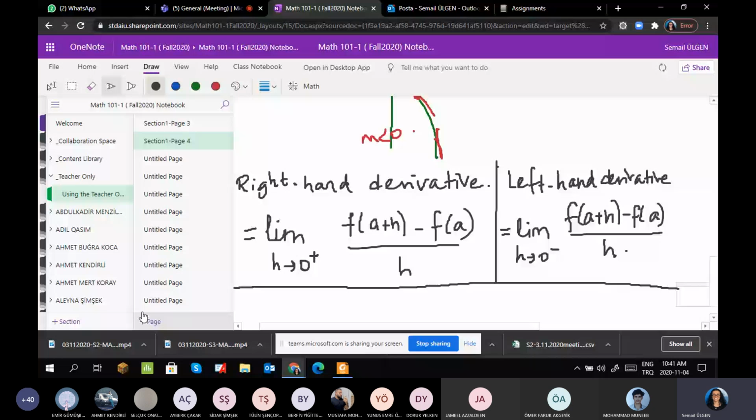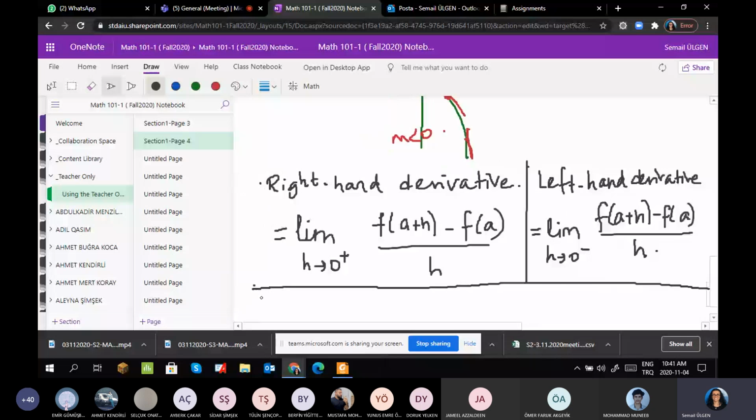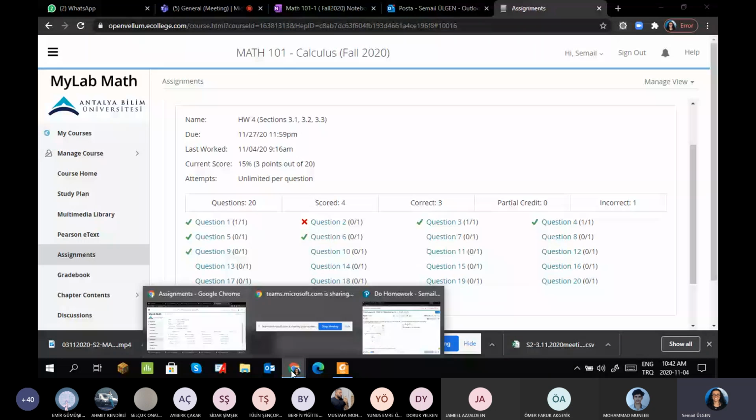Now, for differentiability, we would require that f is differentiable at a. f is differentiable at a if the right-hand derivative is equal to the left-hand derivative. But you might still have one-sided derivatives as well, because sometimes functions are defined on a closed interval, and the function is not defined outside of this interval. Then you can talk about one-sided continuity. You can talk about the one-sided derivatives as well.